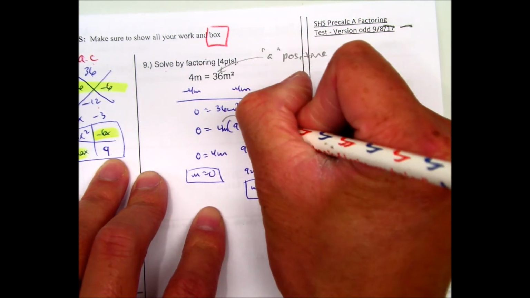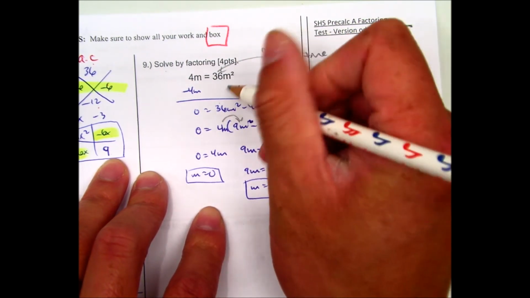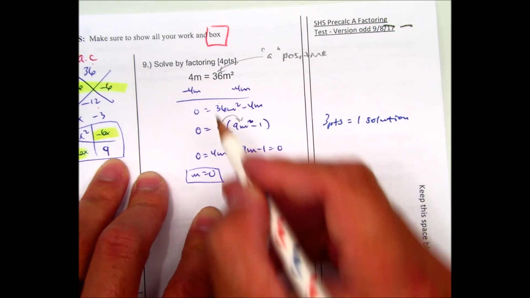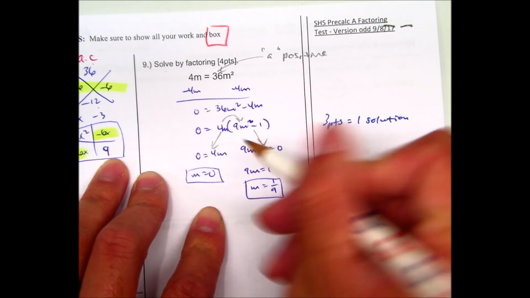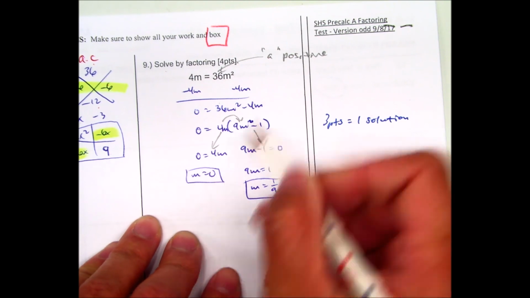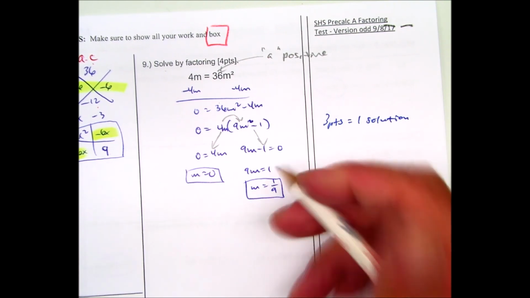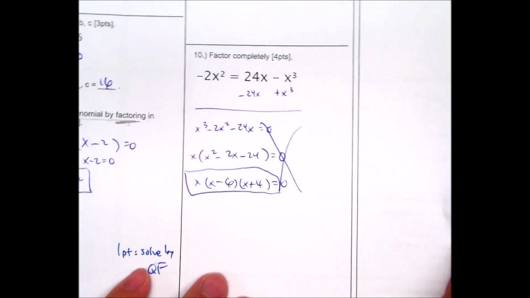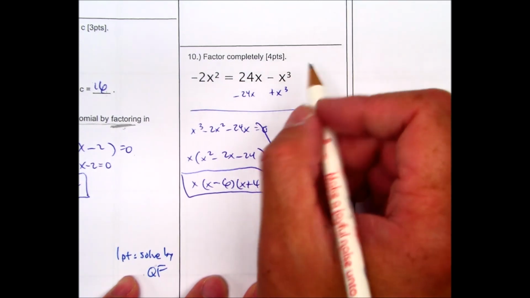Remember, you can always double check by distributing. That gives 36m squared and negative 4m. Set each of those equal to 0. Divide by 4. M is equal to 0 and m is equal to 1/9.